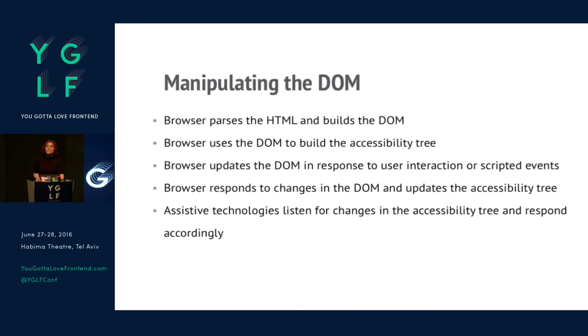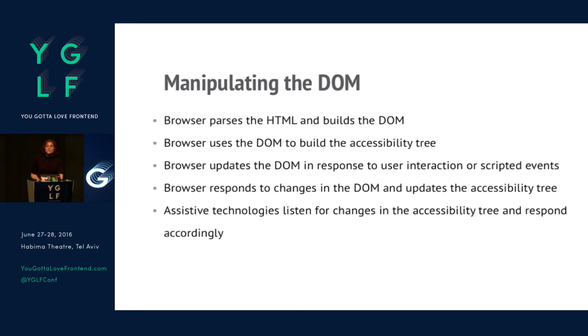So when we manipulate the DOM, the browser creates the DOM when it first gets the code, and it then creates the accessibility tree. If the DOM gets updated, either through user interaction or scripted reaction, then the DOM gets rebuilt, the accessibility tree gets rebuilt. Assistive technologies are listening for change events in the accessibility tree, and when they recognize something has changed, they'll relay that information to the user using, if it's a screen reader, speech, like we just heard.